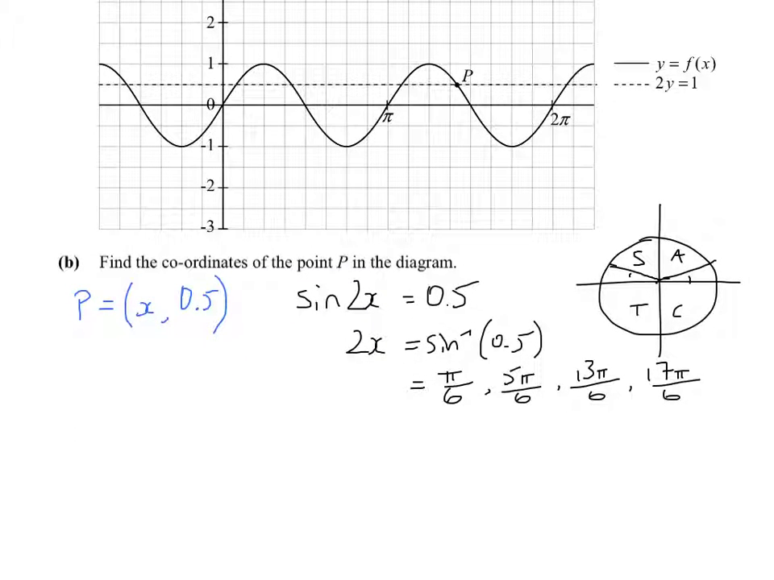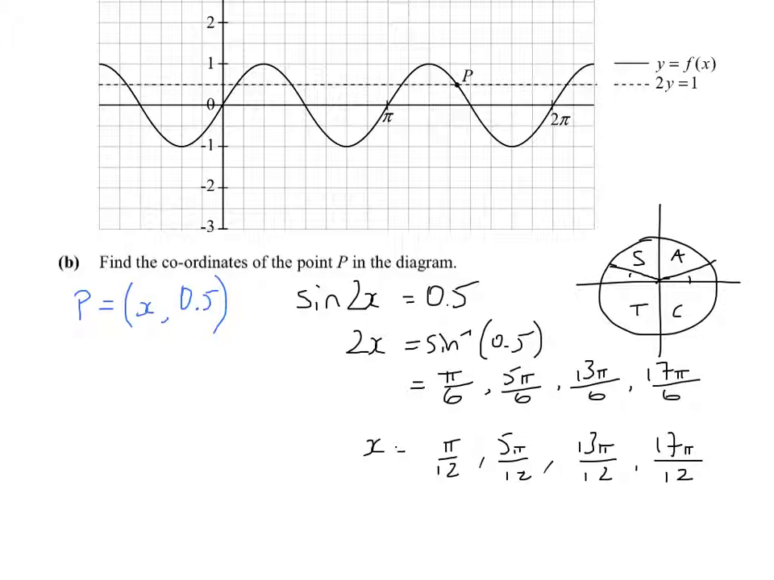These are values for 2x, so then if we divide these all by 2, we end up with pi over 12, 5 pi over 12, 13 pi over 12, and lastly 17 pi over 12. There are more, but they're the only ones that we're interested in within this boundary of 0 up to 2 pi, because P is within that section.